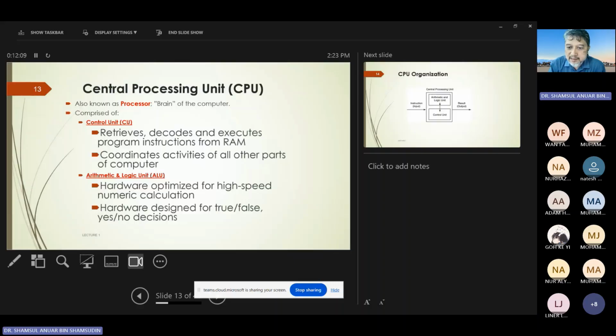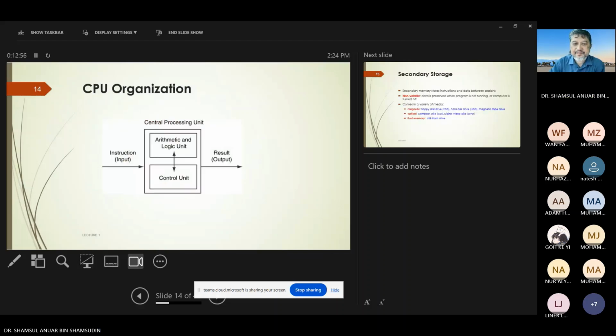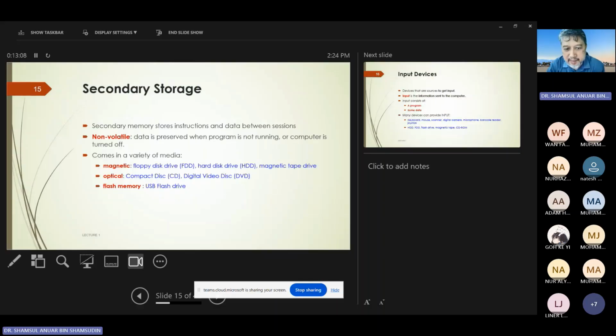And it coordinates activities of all parts of the computer. So in the CPU, we have the control unit. And also we have the ALU, arithmetic and logic unit. So that is also another part of the CPU. Hardware optimized for high-speed numeric calculation. Sometimes you can hear the computer doing the calculation. So for harder problems, maybe you hear a lot more activity, a lot more sound. Sometimes that makes you worried what's happening there. And then hardware designed for true or false, which is for logic. True and false is maybe a bit easier. So CPU has those two units, and they work hand in hand. A lot of stuff will need calculation, so that's why this part, but it's separate stuff.